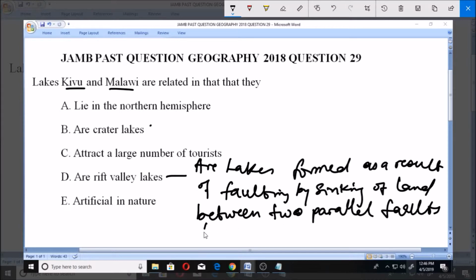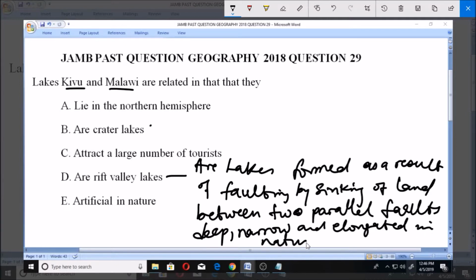These lakes are deep, narrow, and elongated in nature. So this is what we get in rift valleys. Now, water which accumulates in such deep hollows is usually below sea level. Good examples of such lakes are those found in the East African Rift Valley.